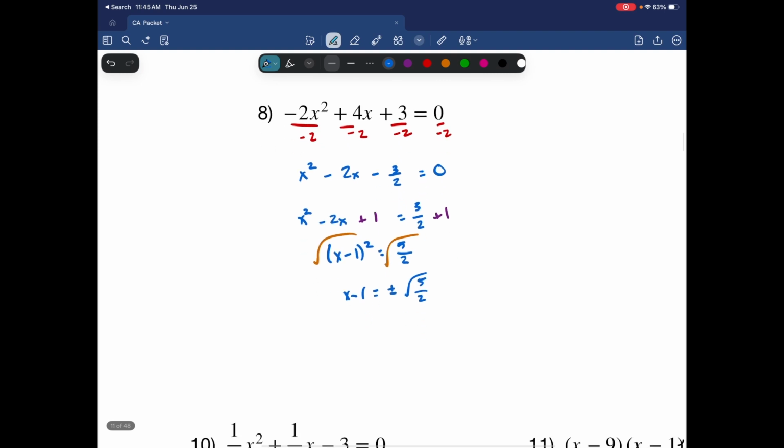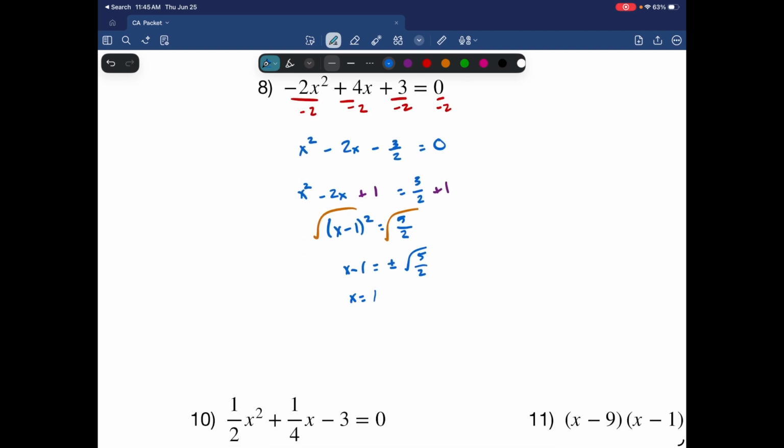And so here's what we do. We add the 1, x equals 1 plus or minus square root of 5 halves. And there you go.